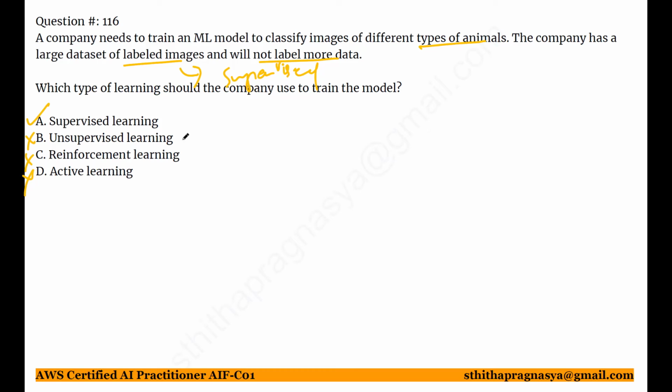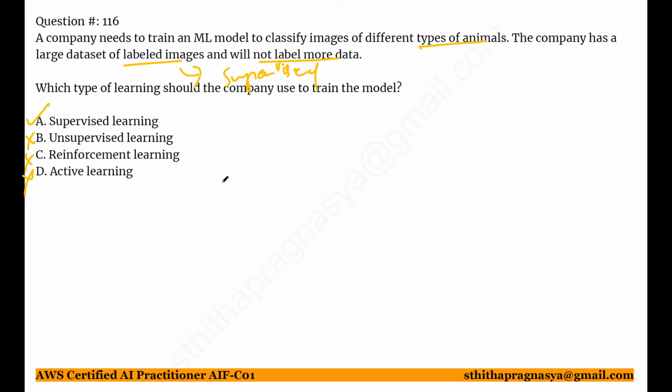Why not unsupervised? Because this deals with unlabeled data and aims to discover patterns or structures in the data, such as clustering or dimensionality reduction. Since the data set is labeled, unsupervised learning is not appropriate for this task. And reinforcement learning involves training agents to make sequential decisions by maximizing rewards in an environment. It is not suited for tasks involving static labeled data sets.